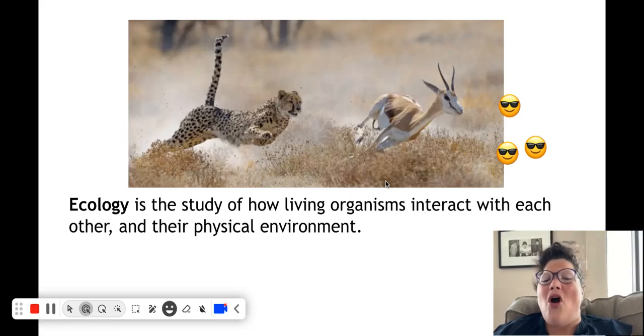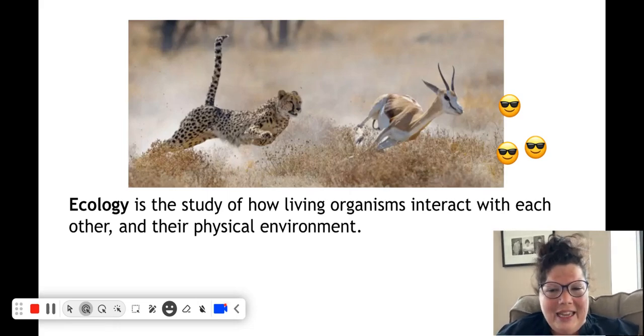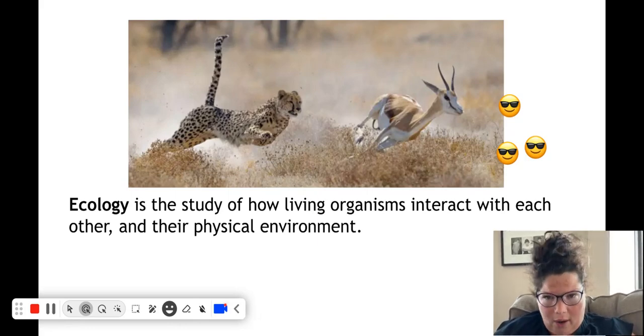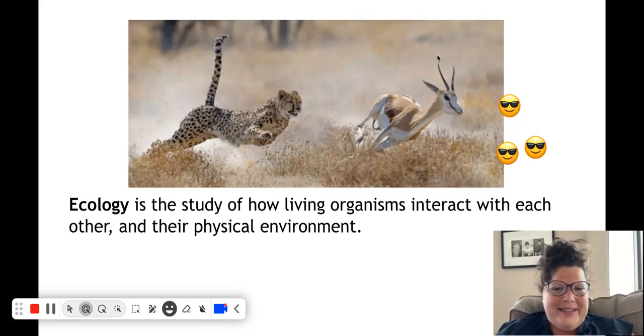All right, ecology. It is the study of how living organisms interact with each other. This is what you are here for. Here you go. Here's your cheetah after a gazelle. These organisms are interacting with each other, but most importantly, they're also interacting with the physical environment. So ecology is that combination of the two.